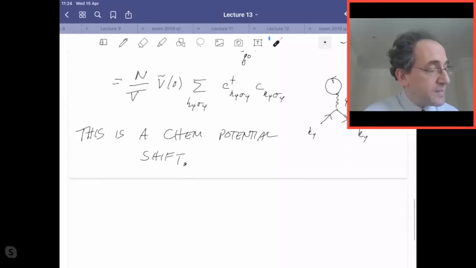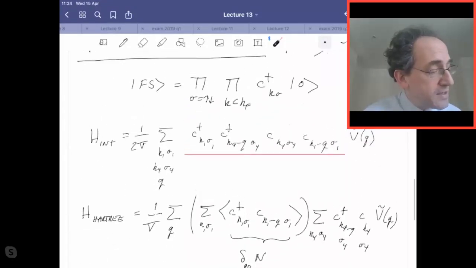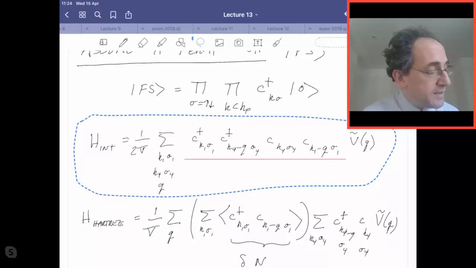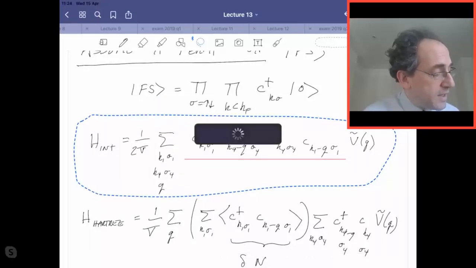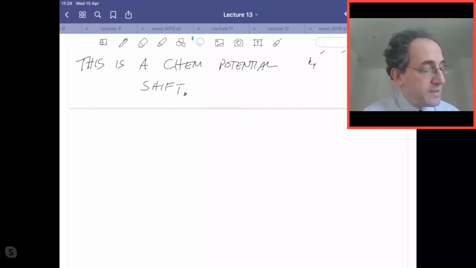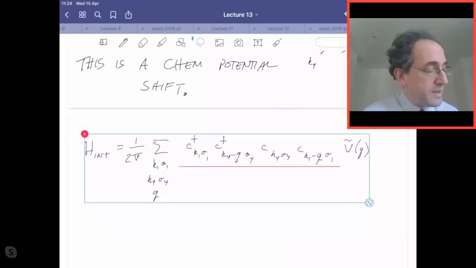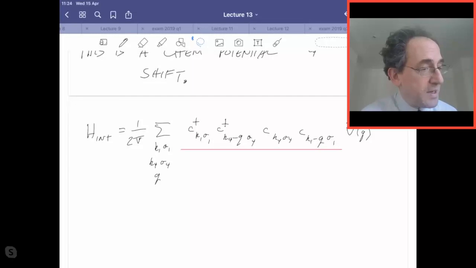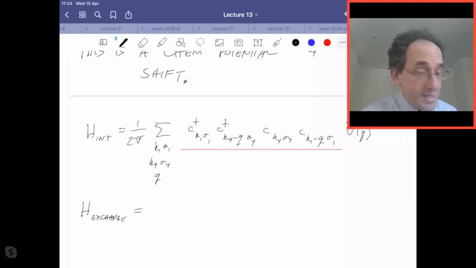Okay, it's not going to allow me to. I'm going to have to cut and paste again. So let's take the interaction term again, cut and paste it yet again, paste it here. Okay, and then we want to write down the exchange term, H exchange, and this is more interesting. This has a minus sign. Exchange terms always have a minus sign.